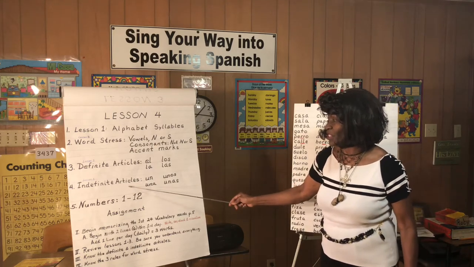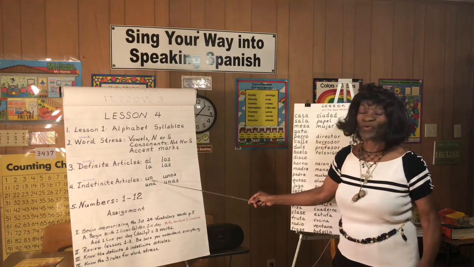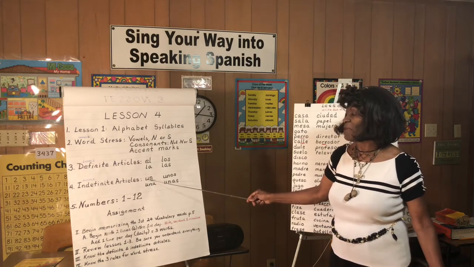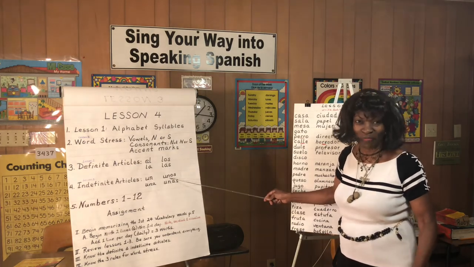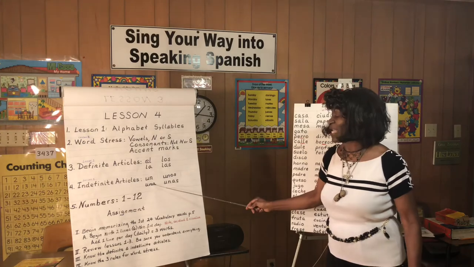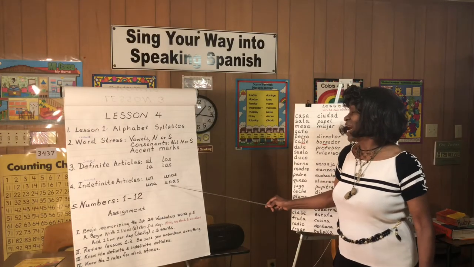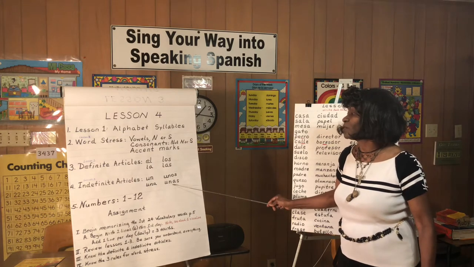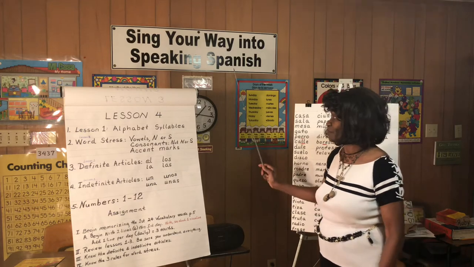Indefinite articles we did in lesson three. Un, which is a, singular masculine. Unos, some, plural masculine. Una, singular feminine. Unas, plural feminine. And we had numbers also, 1 through 12.